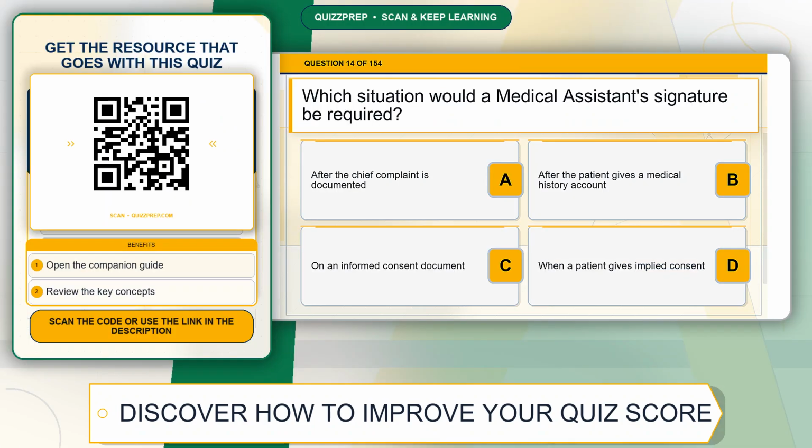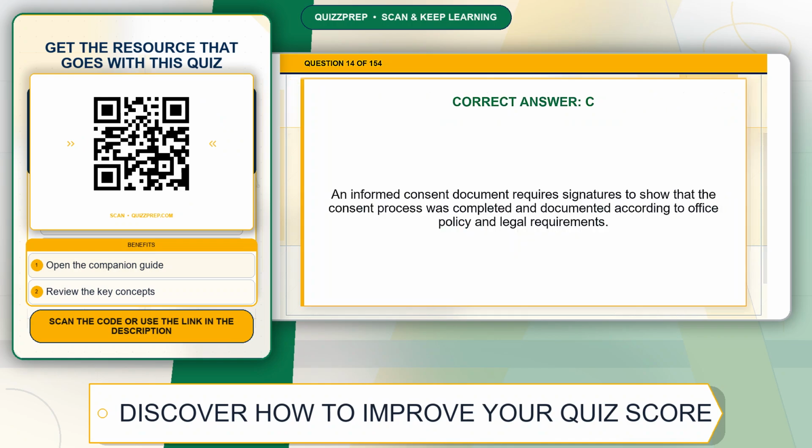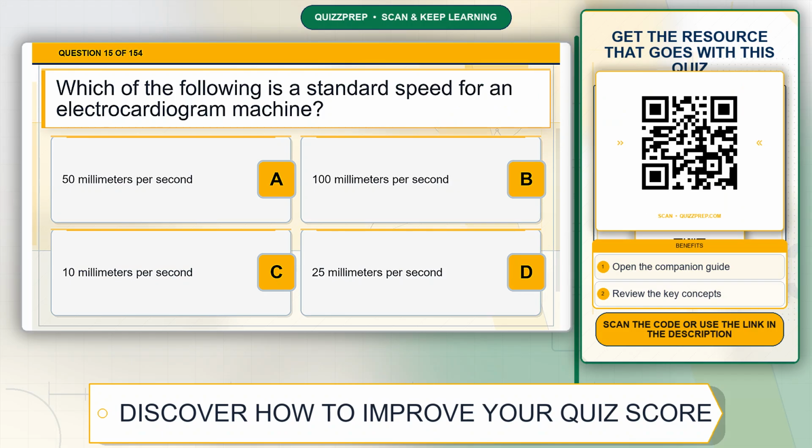Question 14. In which situation would a medical assistant's signature be required? Option A, after the chief complaint is documented. Option B, after the patient gives a medical history account. Option C, on an informed consent document. Option D, when a patient gives implied consent. The correct answer is option C, on an informed consent document. Explanation. An informed consent document requires signatures to show that the consent process was completed and documented according to office policy and legal requirements.